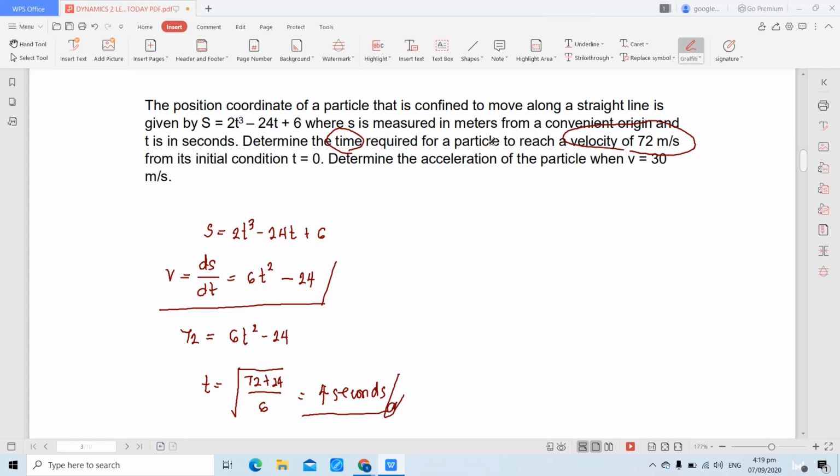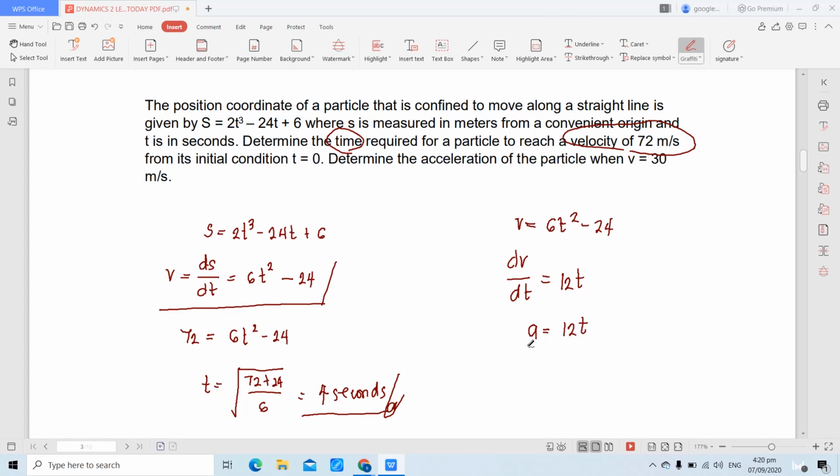Okay. So, you have now the first requirement. Second requirement, determine the acceleration of the particle when velocity is 30 meters per second. Okay. Para makuha yung acceleration, derivative ulit yung ating process. Ano yung derive natin ngayon? Yung velocity as a function of time. V is equivalent to 6t squared minus 24. So, derivative of velocity with respect to time. Ano ang derivative ng 6t squared? That is 12t. And dv over dt is an acceleration. So, a is equivalent to 12t.